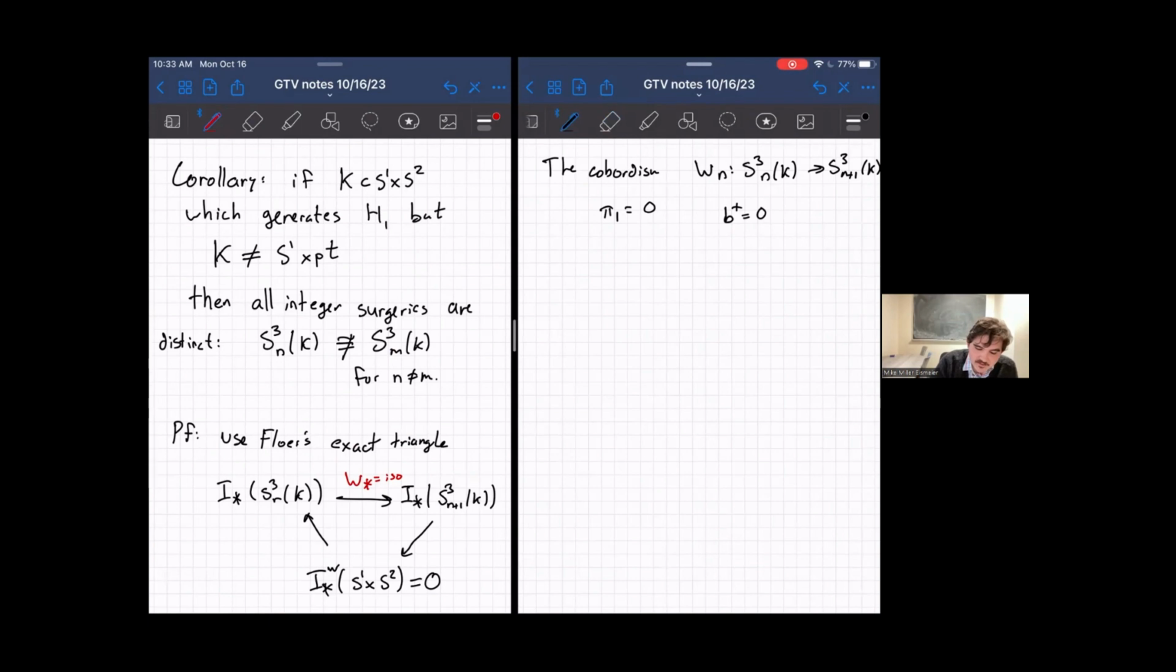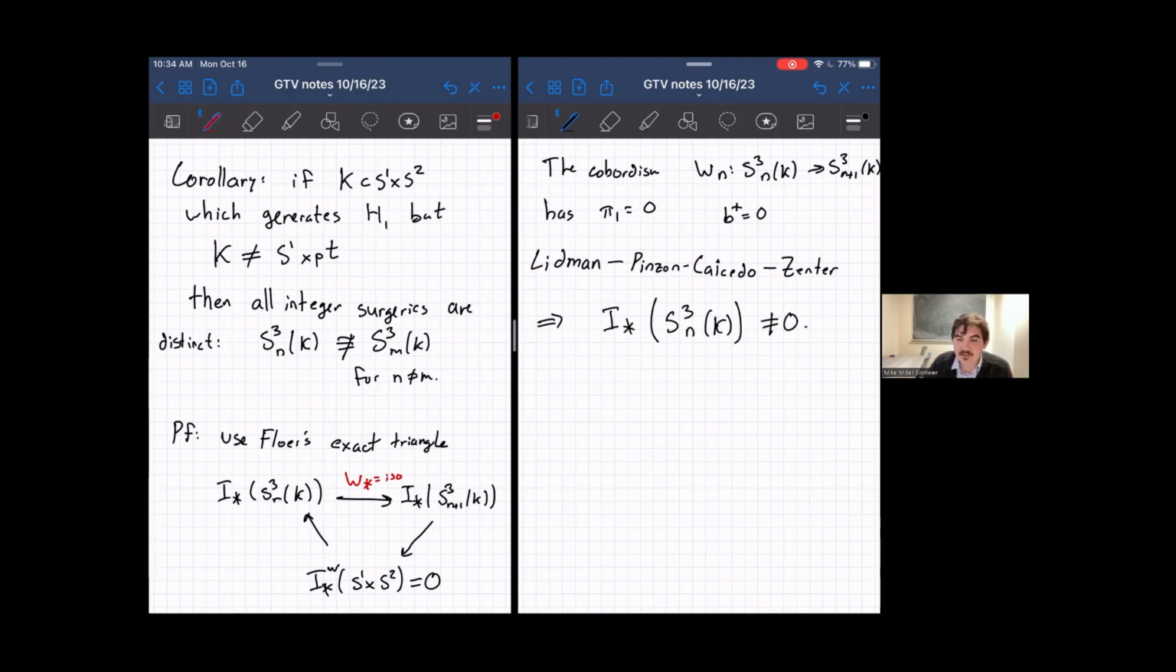The cobordism has all the desired properties. It induces an isomorphism on instanton homology. Pi1 is trivial. B plus is 0. And finally, some work of Lidman, Pinzon-Caicedo, and Zentner implies that the instanton homology of these Mazur manifolds is necessarily non-zero.